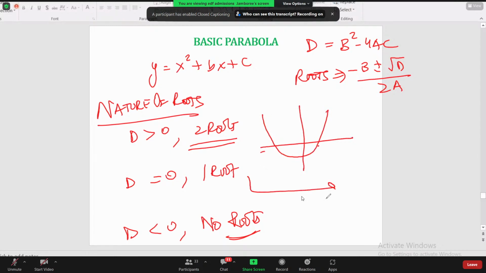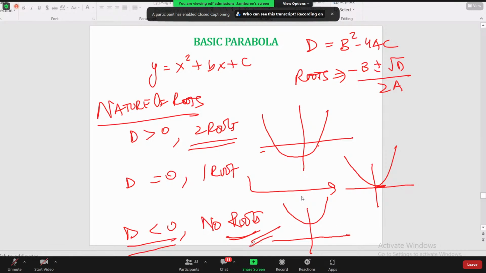Similarly, when I say d is equal to 0, it implies it will have 1 root. It will have 1 root implies the fact that it will touch x-axis at a single point. And when I say the graph has no roots, it implies that the graph will not touch x-axis at all. So it is going to be above x-axis. The point is, when I say d is less than 0, the equation is still a quadratic equation, but it does not have real roots. That's the whole sole point.